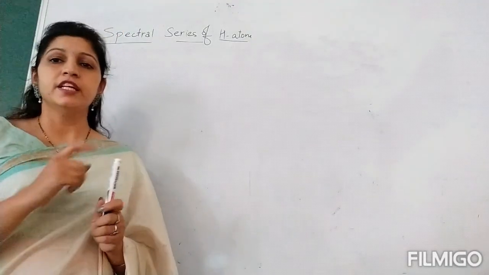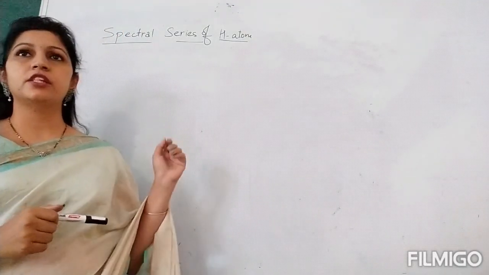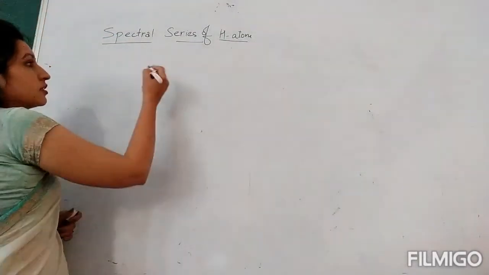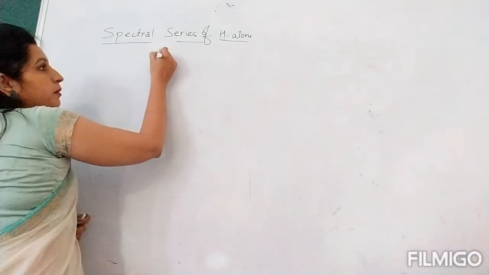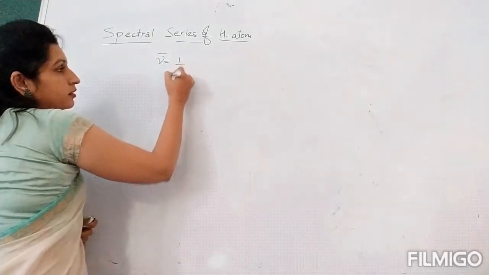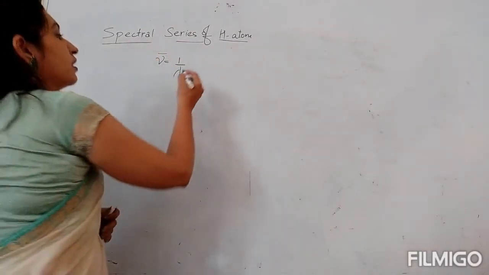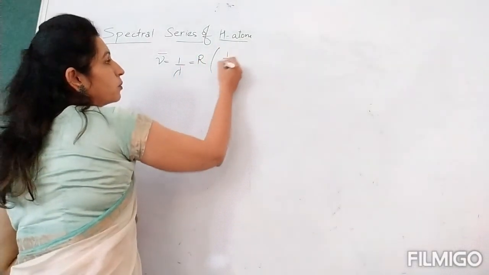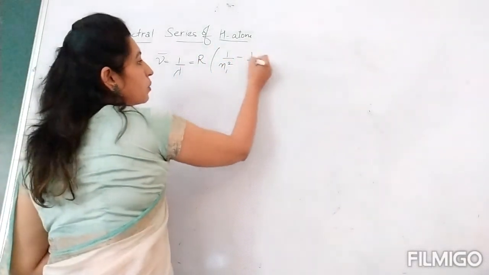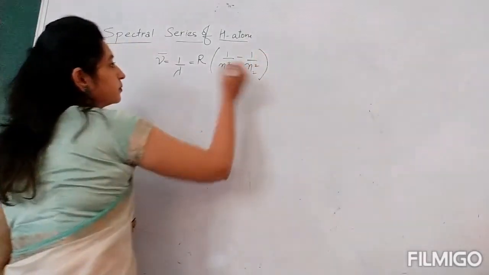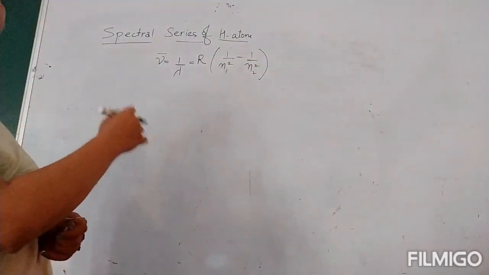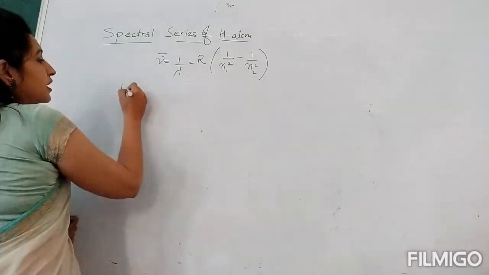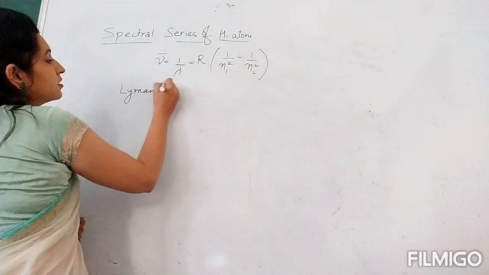Good morning everyone. Today we will continue with spectral series of hydrogen atom. In the last lecture, what we have discussed is that wave number, that is 1 upon lambda, is given by Rydberg's formula, that is R (1 over n1 square minus 1 over n2 square). Based upon this formula we have discussed different types of series for hydrogen atom, that is Lyman series.